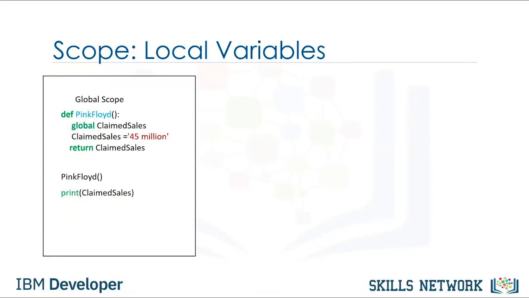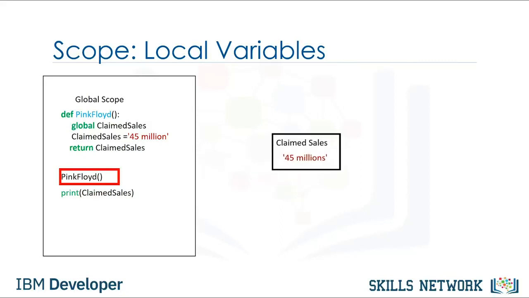Consider the function Pink Floyd. If we define the variable claimed sales with the keyword global, the variable will be a global variable. We call the function Pink Floyd. The variable claimed sales is set to the string 45 million in the global scope. When we print the variable, we get a value of 45 million.